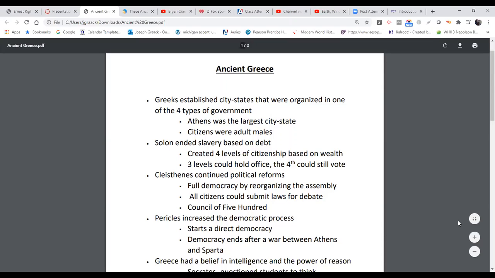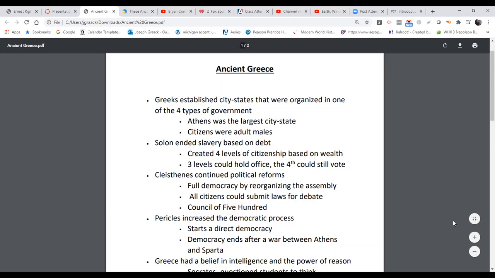Slavery was ended based on debt. And what it did was create four levels of citizenship based on wealth. So here's your social structure, right? We talked about themes of history in terms of social structure. This would be an example of social structure. So Solon created four levels of citizenship based on wealth. The three highest levels could all hold office. Now, obviously, had to be male. The fourth could still vote. So even if you were the lowest level socially, you could still vote because you are a citizen.